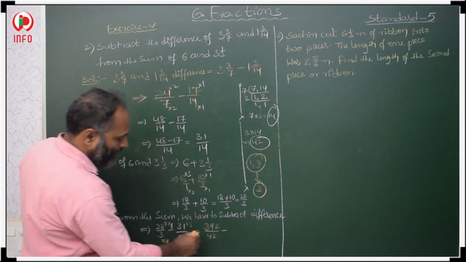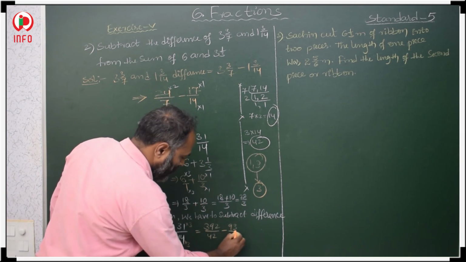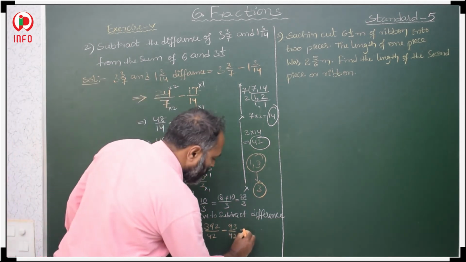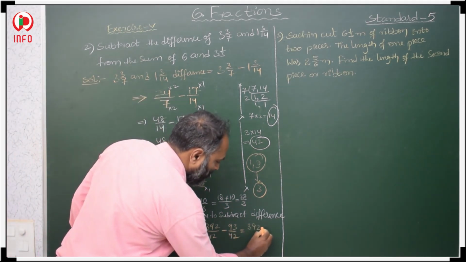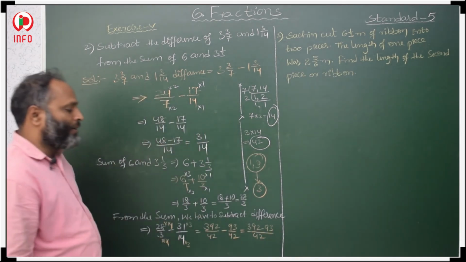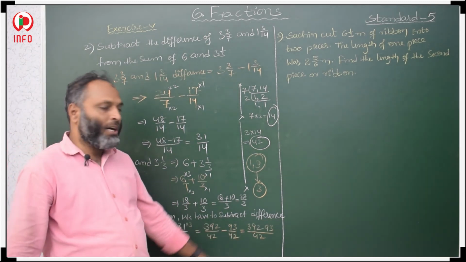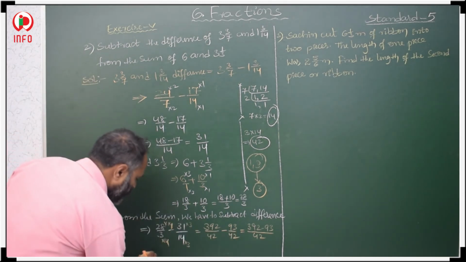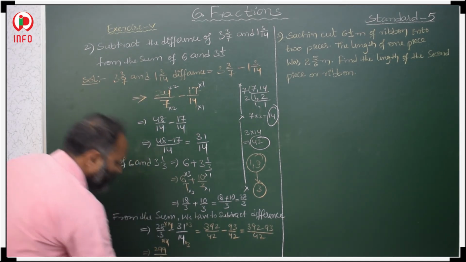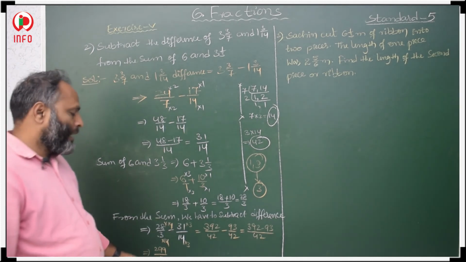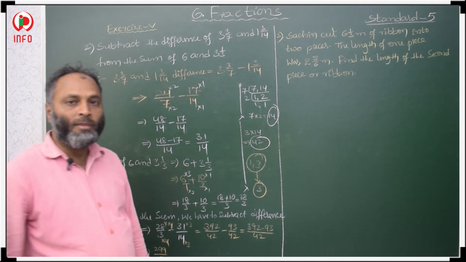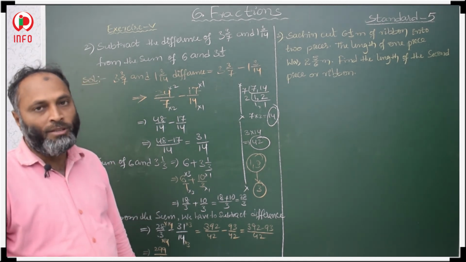Minus 31 3s are 93 by 42. Then subtract the numerators, 392 minus 93 by 42. 392 minus 93 is 299. 299 by 42. This is the answer. If you want, convert this improper fraction into a mixed fraction.